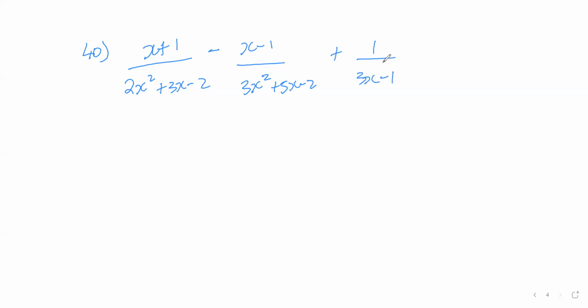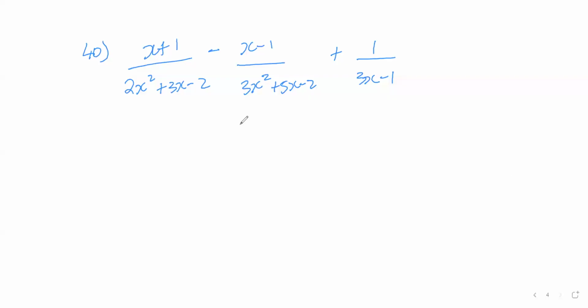As we said, the first thing to do is to make sure all your denominators are completely factored. Once your denominators are completely factored, you can go ahead. So let's start by factoring our denominators. This one by trial and error, this one by trial and error, this one is already factored and cannot be factored any further.